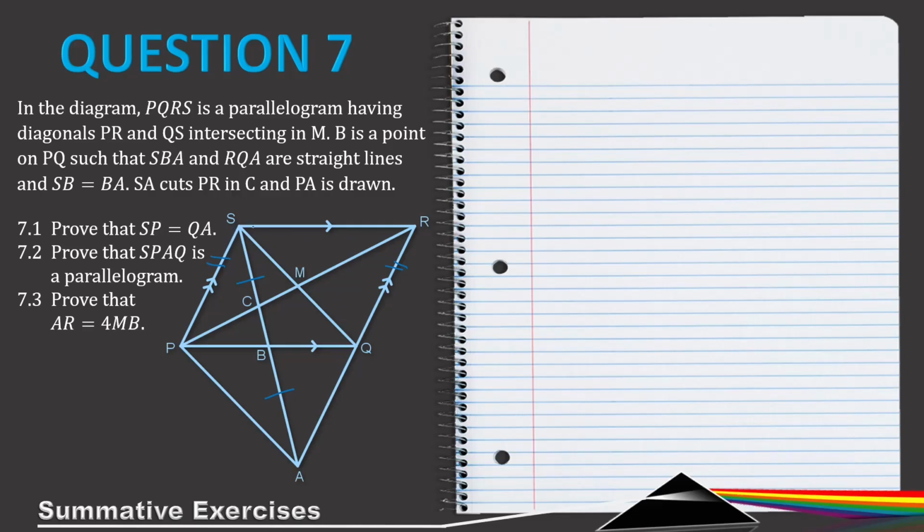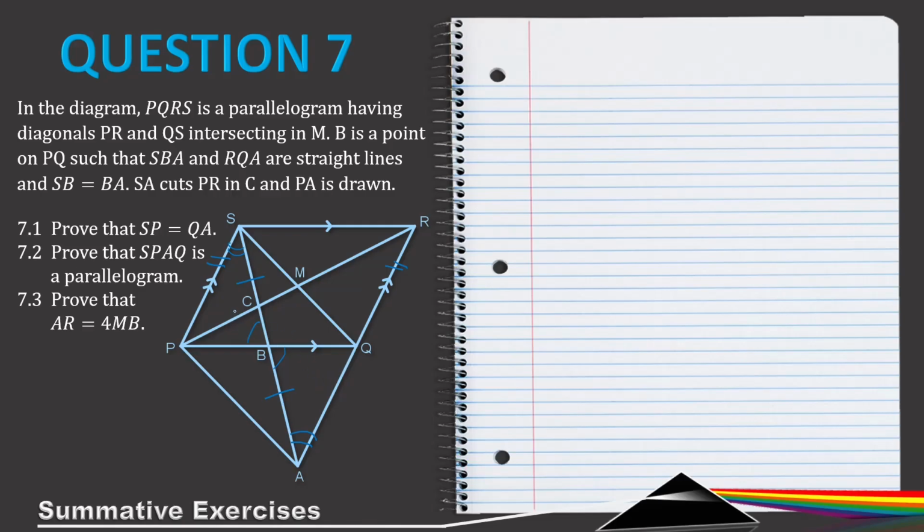There is already something we can use. We can say that SB is equal to BA. So I think we are going to go with that. Also, we know that the vertically opposite angles are equal. And we also know that these two lines are parallel, so let's look for alternate angles. We've got alternate angles running over there. So this angle is equal to this angle because SP is parallel to QA. Okay, so there we have it.